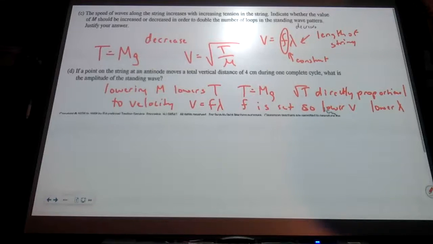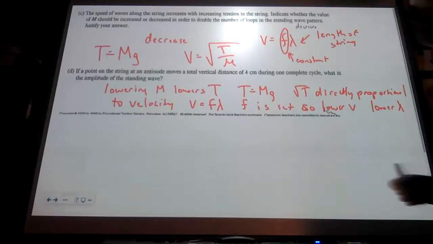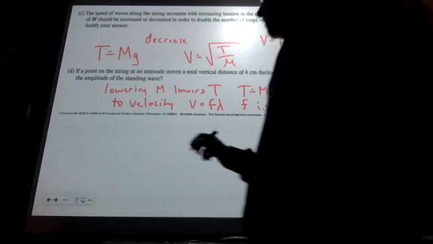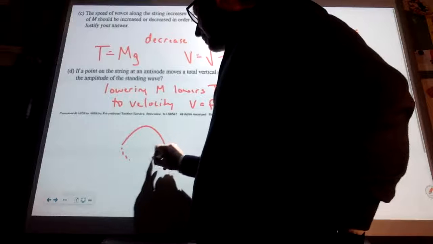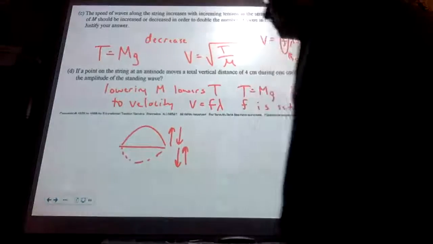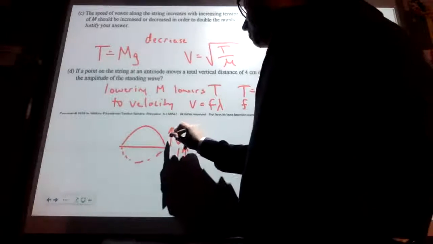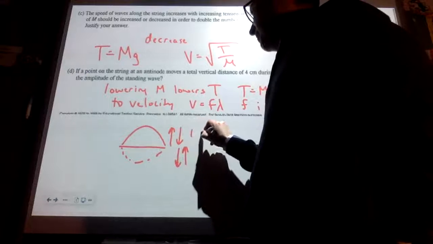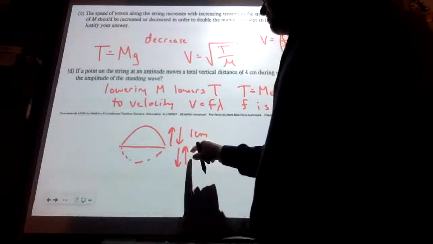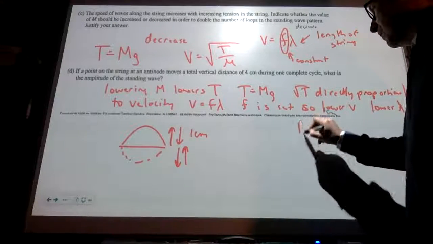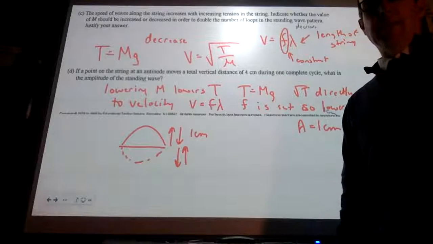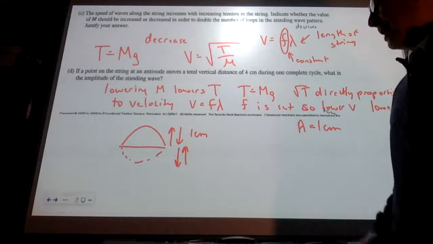If a point on a string that is an antinode moves a total vertical distance of 4 centimeters during one complete cycle, what is the amplitude of the standing wave? In one cycle, it's going to go up, down, down, up. So if it's 4 centimeters altogether, that would mean this arrow is 1 centimeter, this arrow is 1 centimeter, that arrow is 1 centimeter, that arrow is 1 centimeter. So that would mean that the amplitude is only 1 centimeter. So the distance that point travels is always 4 times the amplitude.